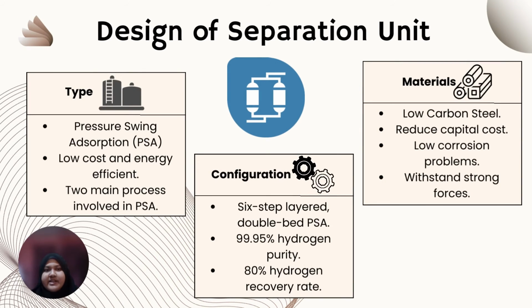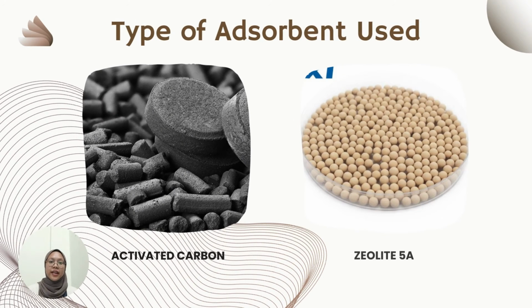I am Munirah Fatihah, and now I will be presenting the design of the separation unit. Firstly, for the type of separation unit, we use PSA since it is low cost and energy efficient. In PSA, there are 2 main processes, which are adsorption at high pressure and regeneration of adsorbent at low pressure. Next, for the configuration, we use a 6-bed layered double-bed PSA. And finally, for the materials, we use low carbon steel since it can reduce capital costs and has low corrosion problems. Other than that, in the PSA process, we will be using activated carbon and zeolite 5A as the adsorbents.